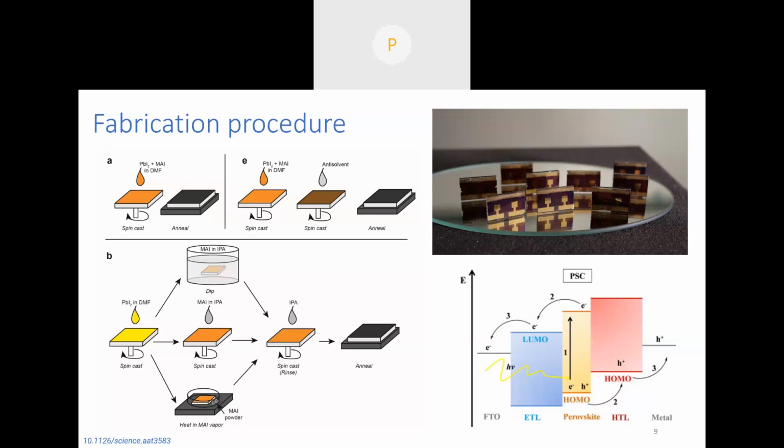Another method of perovskite deposition is the two-step method. In this, firstly you coat a lead halide film.